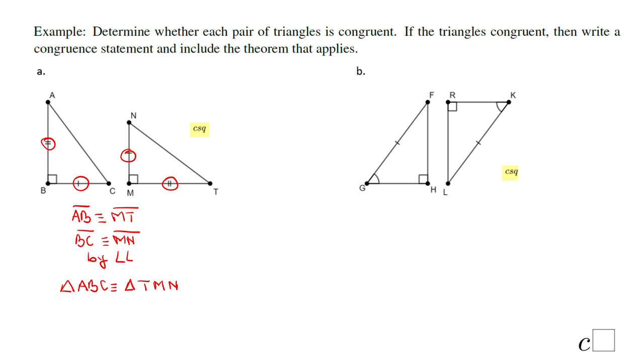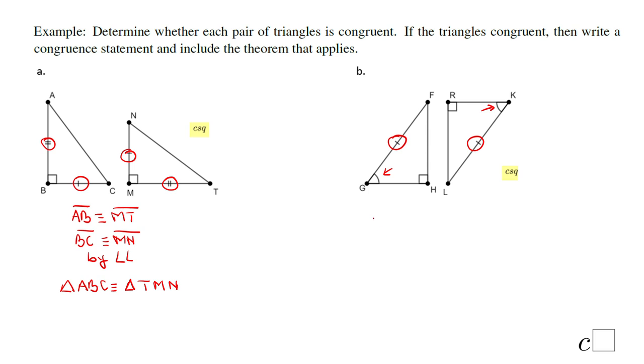Let's take a look at part B. We have these two right triangles. What do you notice here? We have these two parts congruent, and these two are hypotenuses, and these two angles. So I think this one is what is called the hypotenuse-angle congruence theorem.